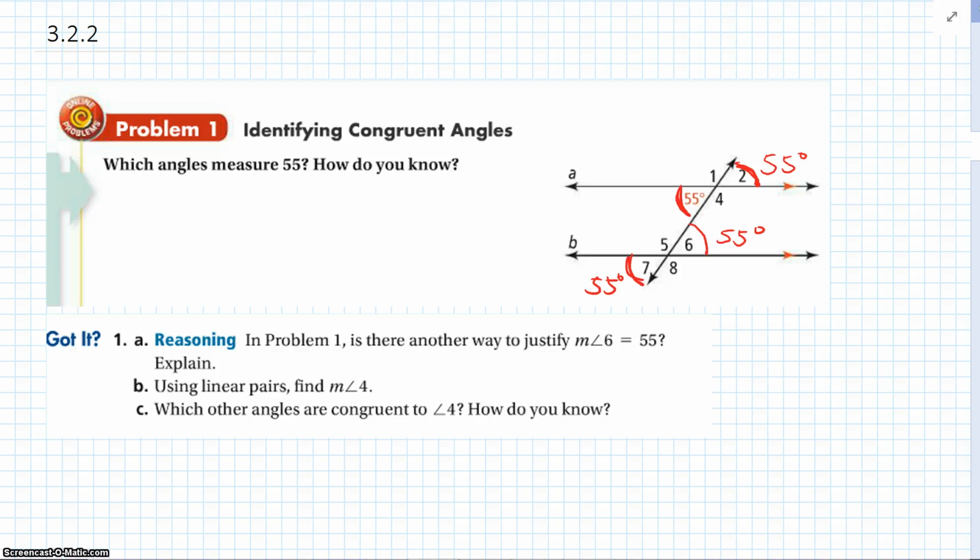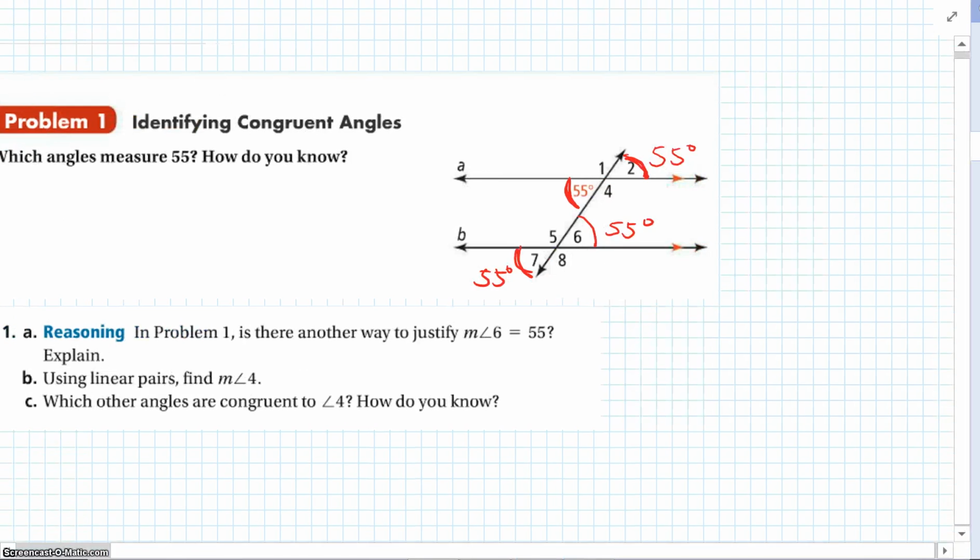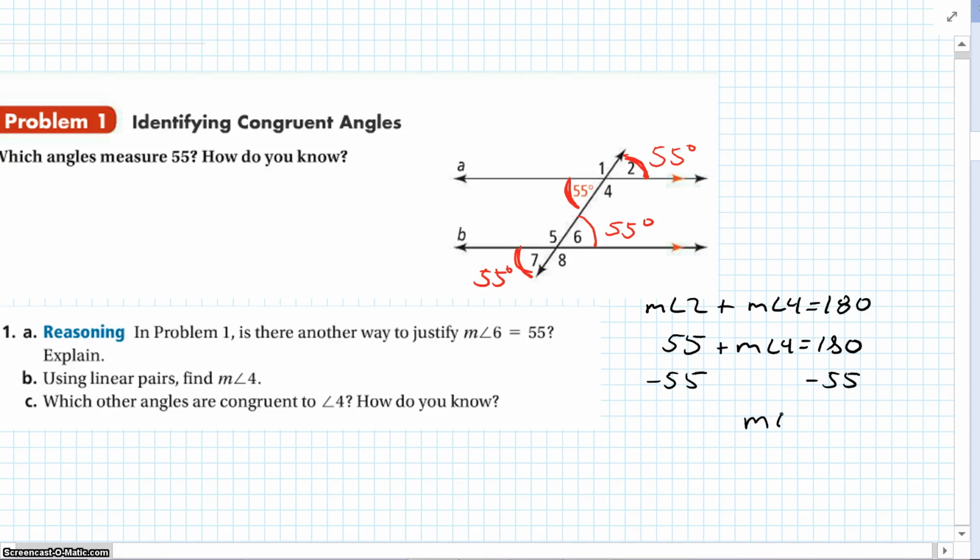Using linear pairs, find the measure of angle 4. Well, linear pairs tell us two angles must equal 180 if they create a line. So the measure of angle 2 plus the measure of angle 4 must equal 180. The measure of angle 2 is 55. The measure of angle 4 right now we do not know, so we're going to subtract 55 from each side. So the measure of angle 4 must be 125.